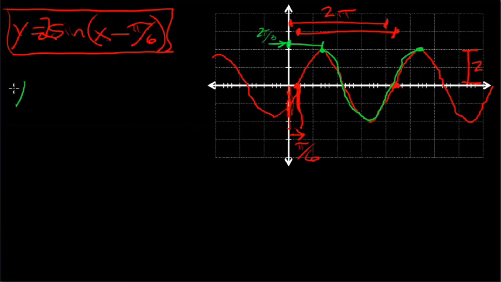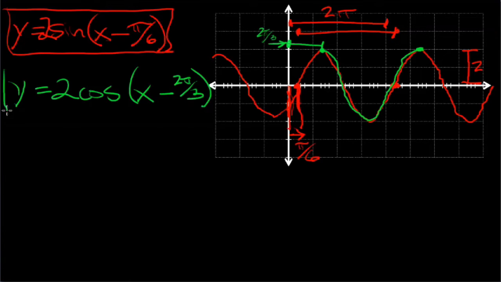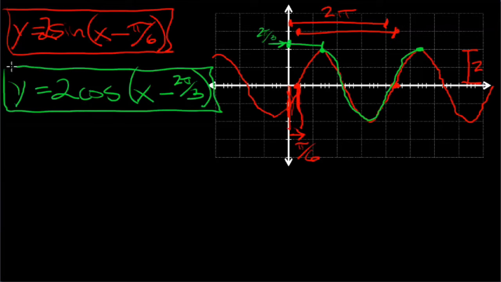And so then another equation for the same graph would be 2 cosine, because it's starting at the maximum, and then x still moving to the right, so minus 2 pi over 3. And so this is also an equation of the same graph. But that's not the only possibility either. There are lots of possibilities.